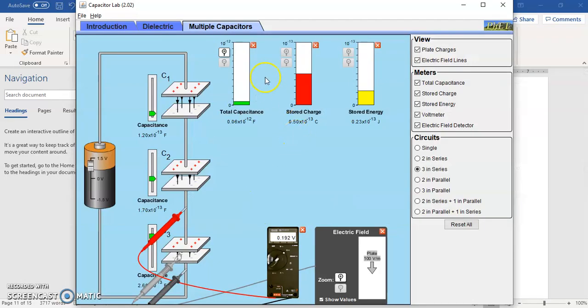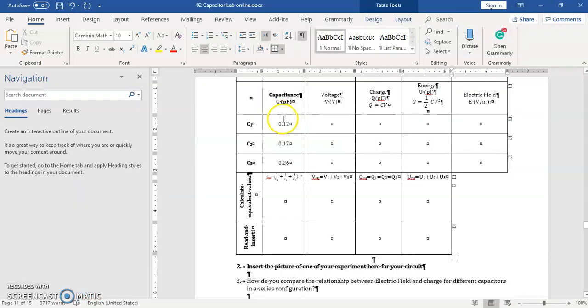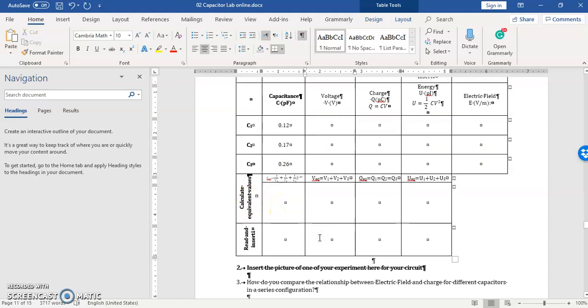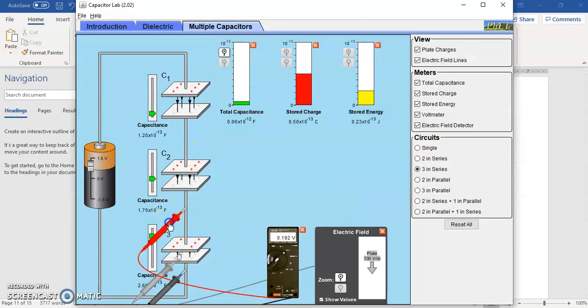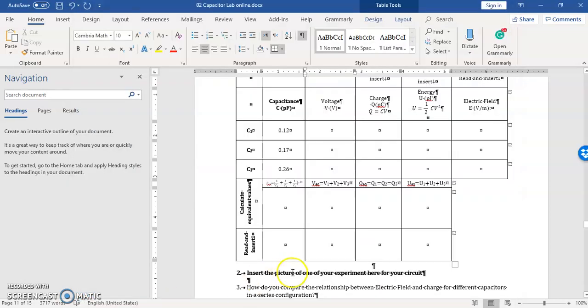What is showing over here for you, the total capacitance, total stored charge, and total energy, is the total of all 3 of them. So you fill out all 3 of them over here. And then for voltage, in order to read the voltage for all 3 of them, you read it from the very top to the very bottom, and it's like 0.904, which is going to be the total. So you write it over.